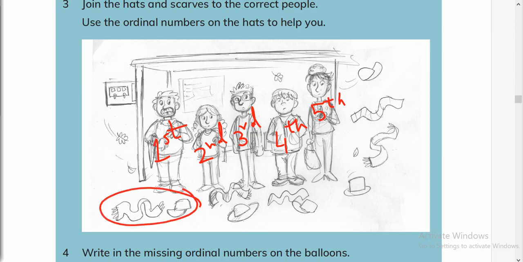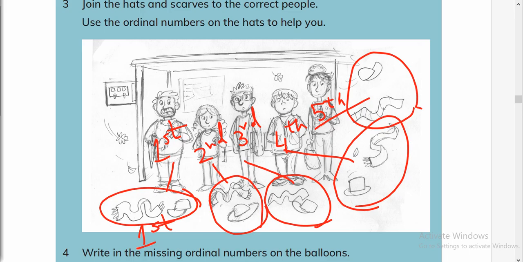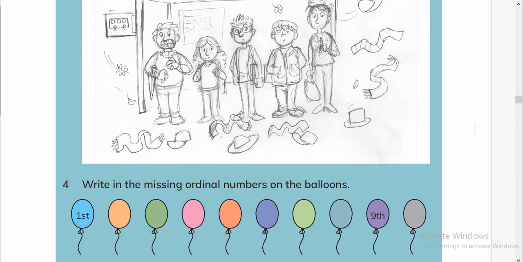So this hat and the scarf is the first pair. This is the second pair. Third pair. Fourth pair. And this is the fifth pair. And now we have to join them. I'm doing it on the screen, but when your kids are doing it in the book, they can color them beautifully. They can use the same color for the first hat and scarf and the man. Use red color for the man, and red color for the scarf and hat. Then use green color for the girl, and green color for the scarf and hat. And don't forget to label the ordinal numbers for second, third, their positions.